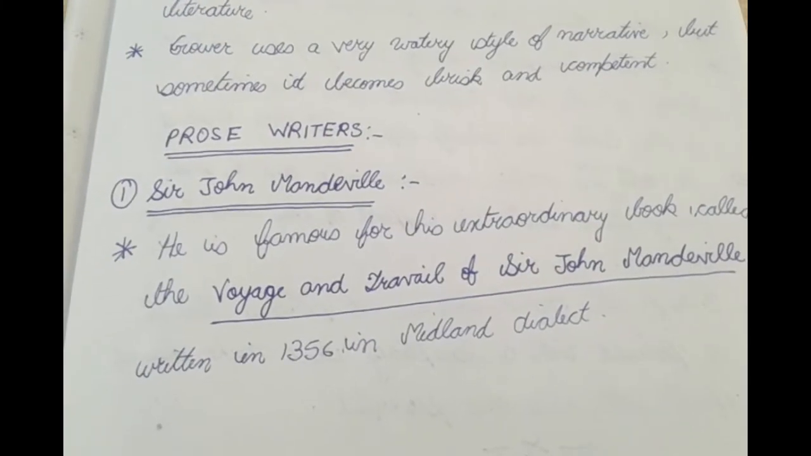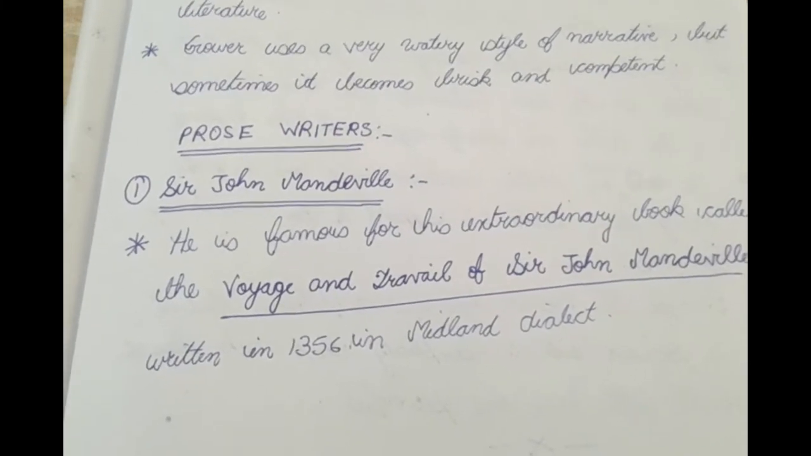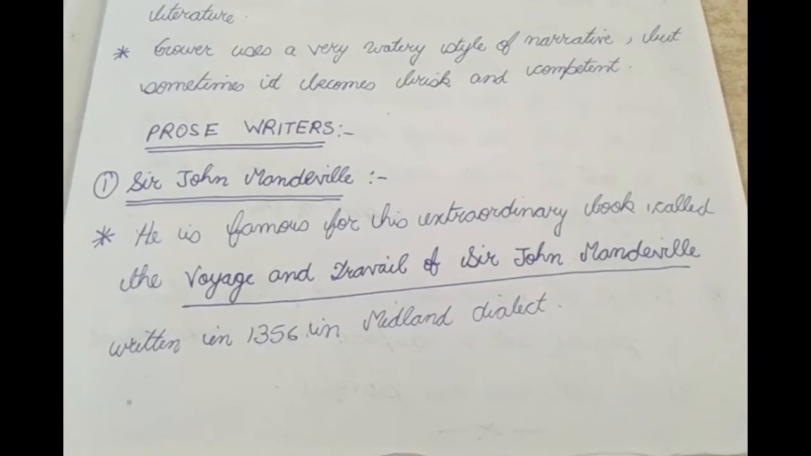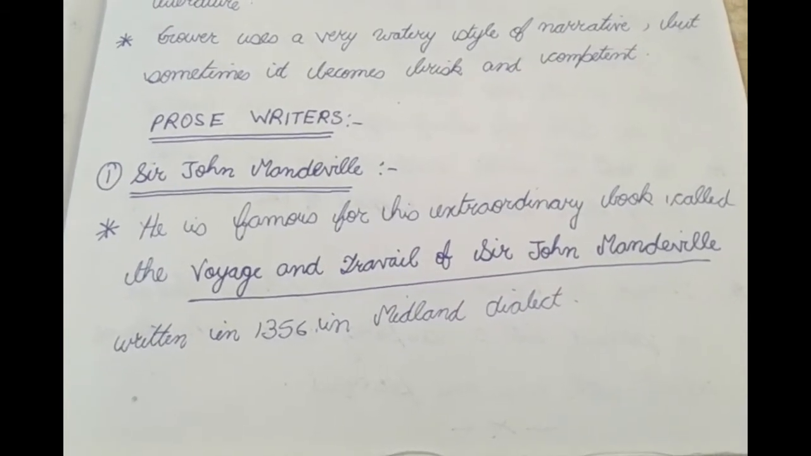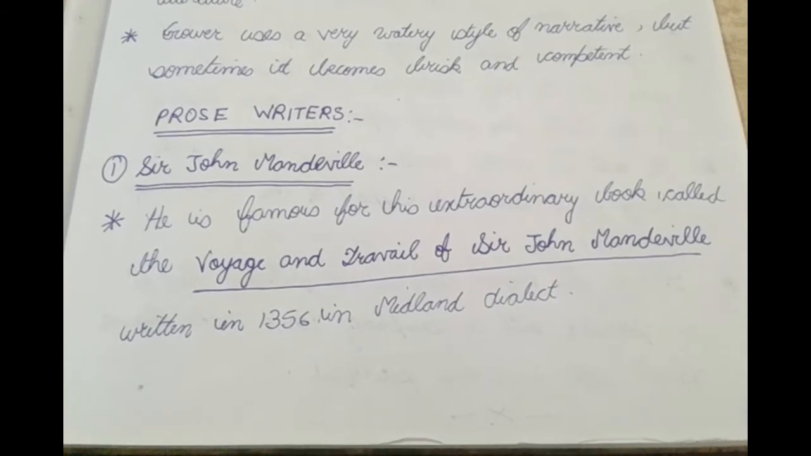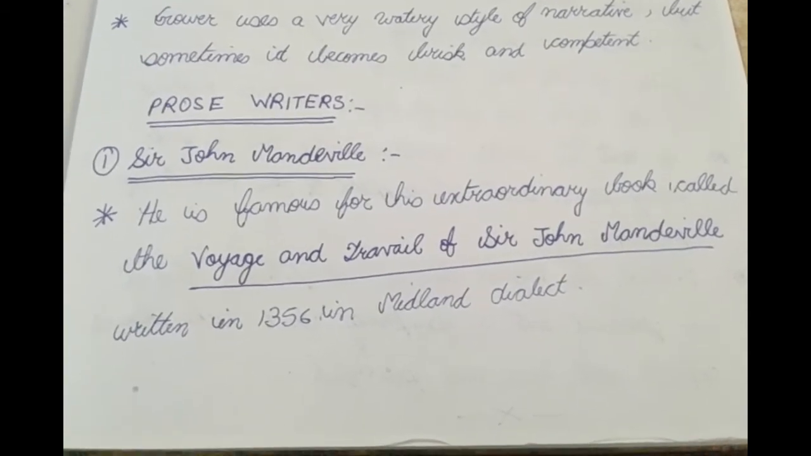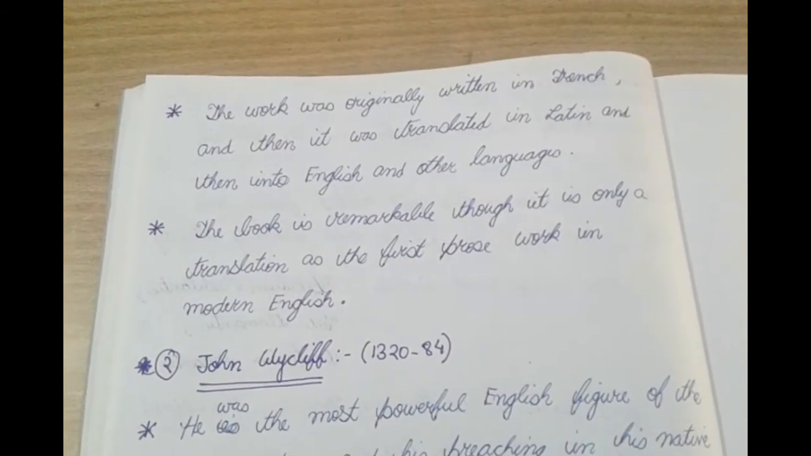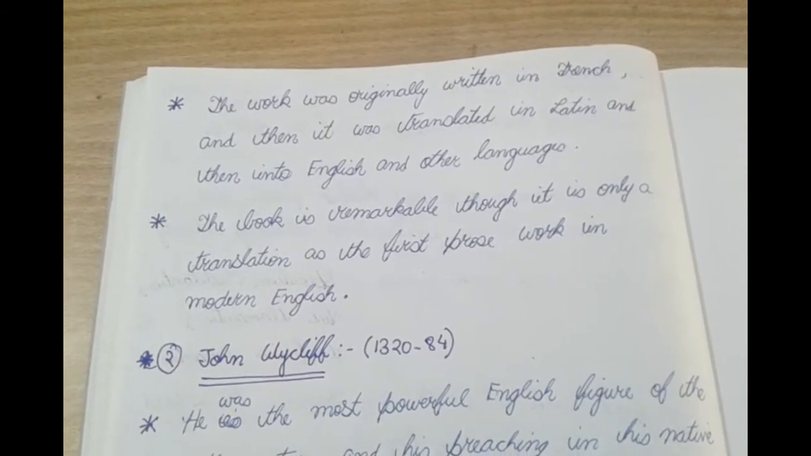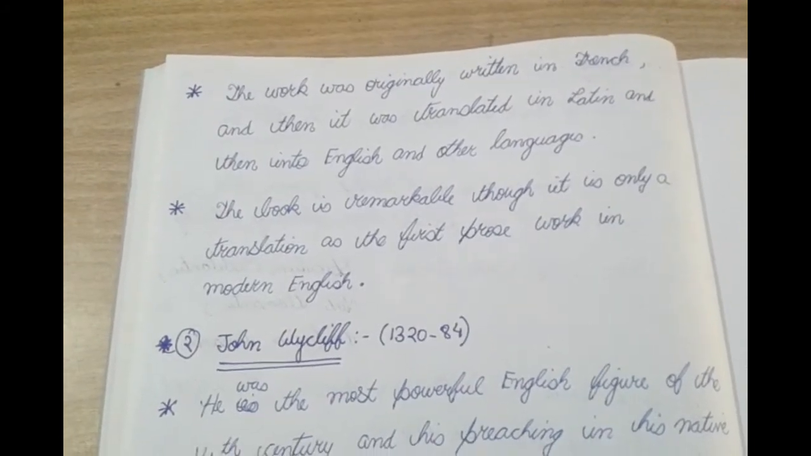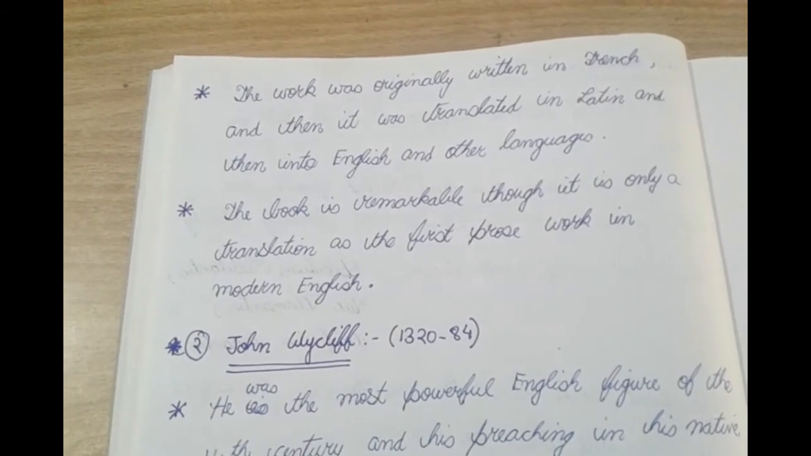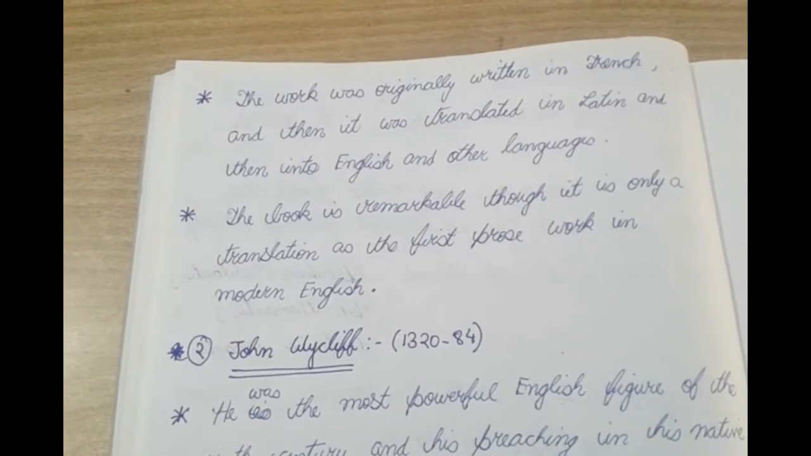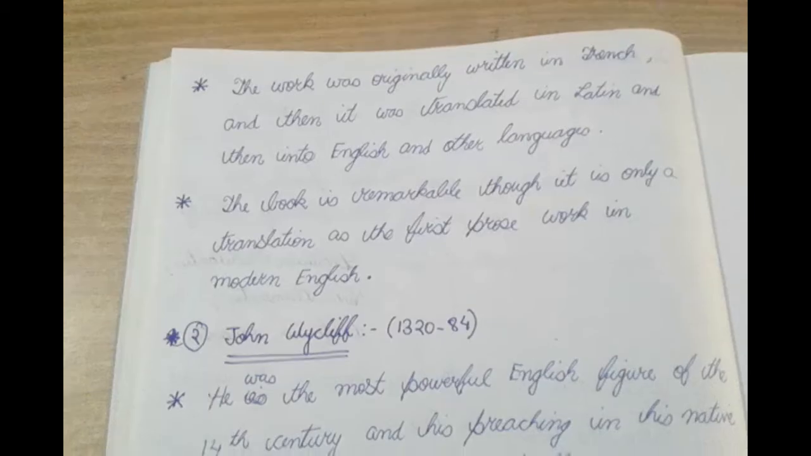Now, after knowing about the other poets of the age, let us come to the prose writers. Firstly we have Sir John Mandeville. He is famous for his extraordinary book called The Voyage and Travail of Sir John Mandeville, written in 1356 in Midland dialect. This work was originally written in French, and then it was gradually translated into Latin and then into English and other languages. This book is remarkable as the first prose work in modern English, but it was only a translation at that time.